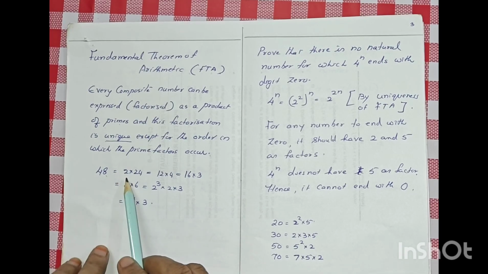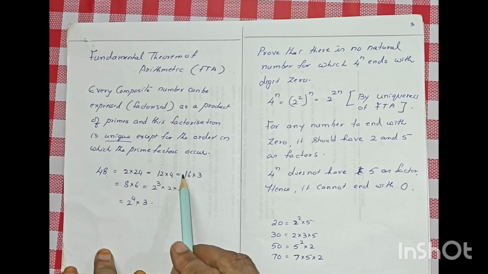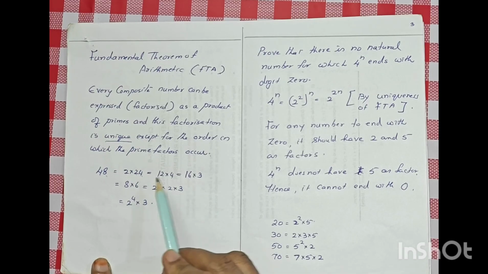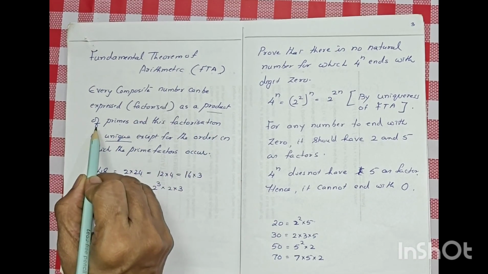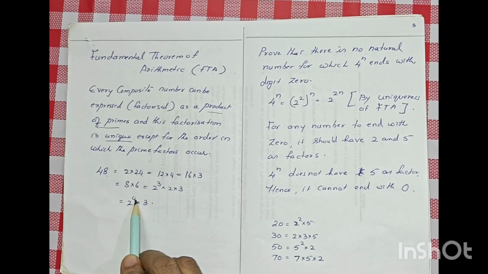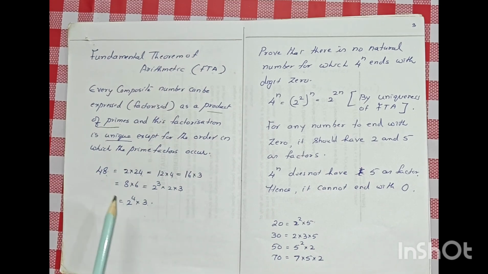You can write 48 in various ways as 2 into 24, 12 into 4, 16 into 3. But 24 is a composite number, 12 is a composite number, 16, 8 into 6. So we have to write it as a product of primes. When you write it as a product of primes, 48 is 2 cube into 2 into 3. That means 2 to the power of 4 into 3. 2 to the power of 4 is 16, 16 into 3, 48. So you have to first express it as a product of primes. Once you express it as a product of primes, this is the only way this number can be expressed.